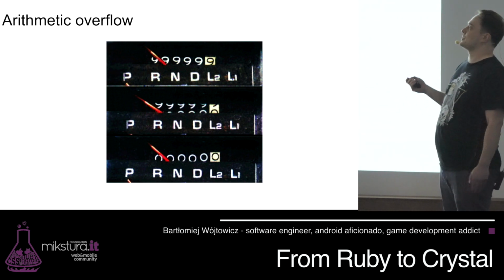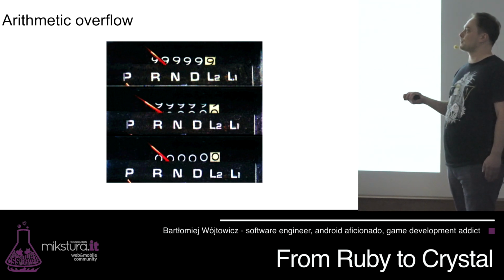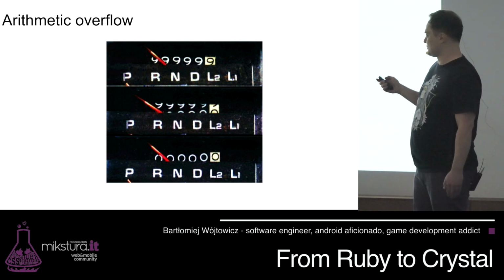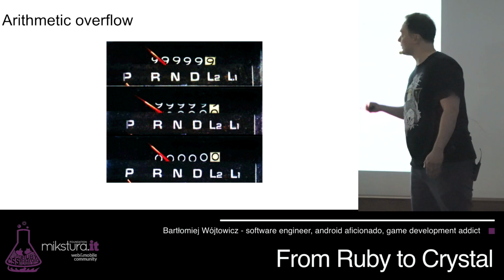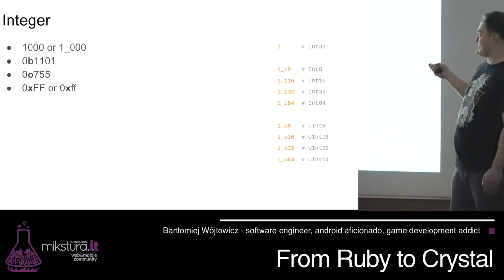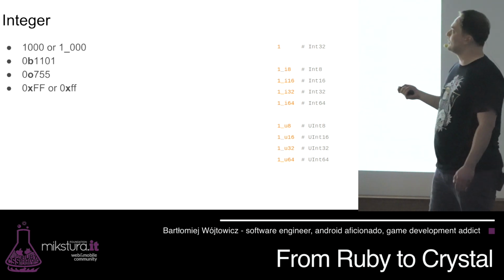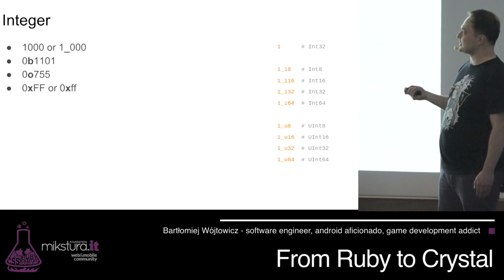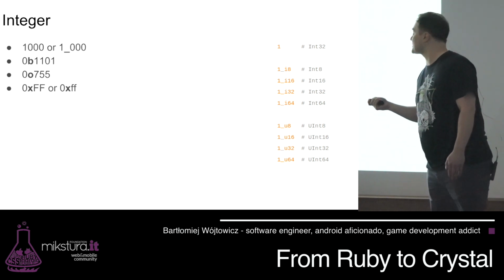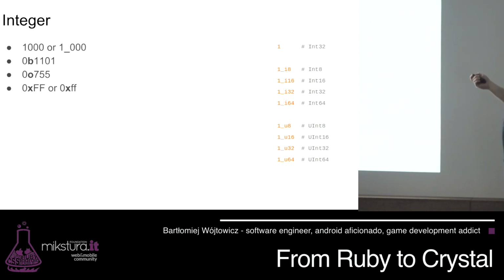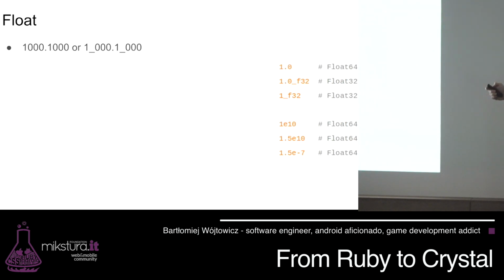But here we've got a typical arithmetic overflow, so if my range is over, it will start from 0 or from negative something. So that's very important to remember. Okay, so this is basically the same for Ruby. You can format it this way. There's a binary version, octal version, and hexadecimal version. And by default, if you use numbers in Crystal, it's Int32. If you want to specify another type, you can suffix it with the specific type.